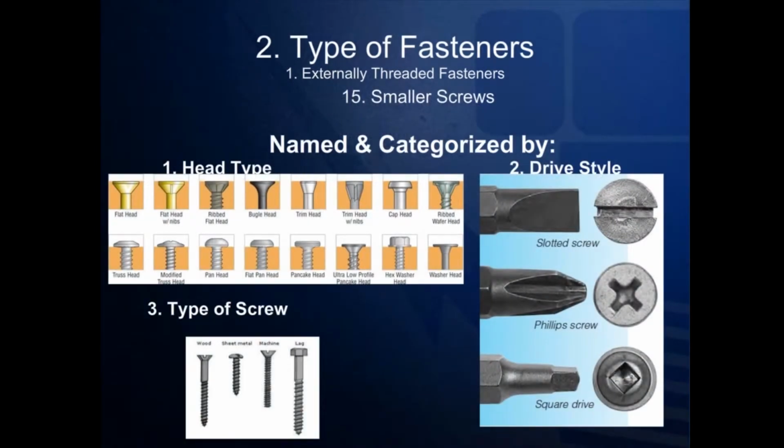Most people get bogged down with the endless varieties that exist. However, if you can identify a screw by three things, you'll have most of these bases covered. The three things you need to know are: one, the head type, which basically describes the shape of the head; two, the drive style, which is how the screw turns; and three, the type of screw it is. Is it a machine screw? Is it a lag screw? Is it a sheet metal screw? Is it a deck screw? After you know these three things, you should be able to identify exactly what type of screw it is.